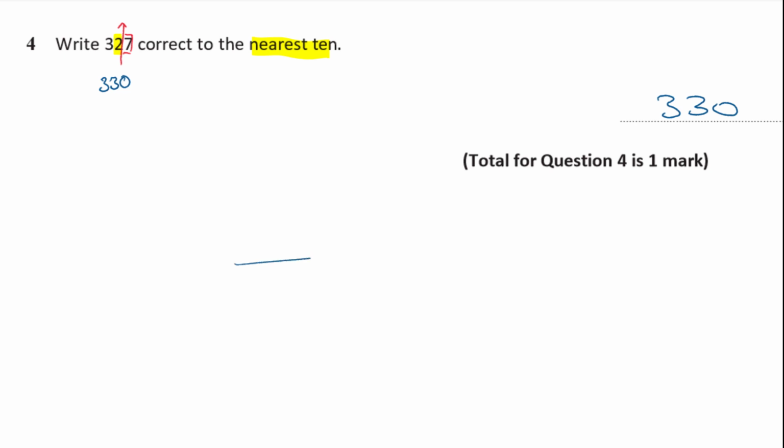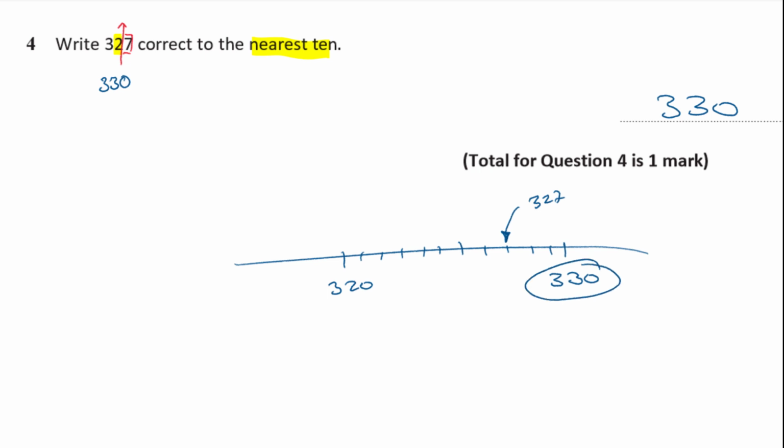Okay, the other way of thinking about it, if you've got a number line and if you had the tens marked on here, like 320 and 330, then you can see that it's going to be here, isn't it, on the number line? That's going to be 327, so it's definitely closer to 330 than it is to 320, so it's that one. That's another way of thinking about it. Okay, either way, it's 330.